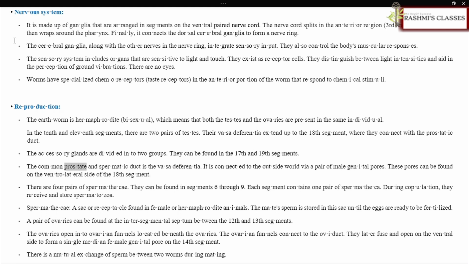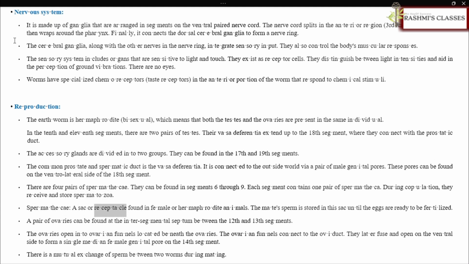The common prostate and spermatic duct is the vasa deferentia. It is connected to the outside world via a pair of male genital pores. These pores can be found on the ventrolateral side of the 18th segment. There are four pairs of spermathecae. They can be found in segments 6 through 9. Each segment contains one pair of spermatheca. During copulation, they receive and store spermatozoa.